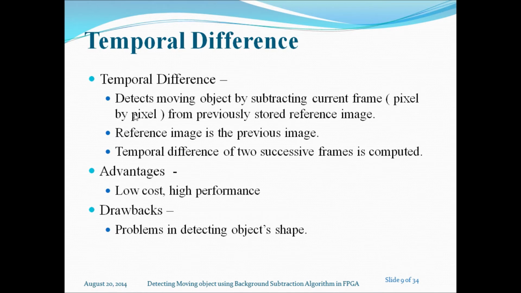In temporal difference, instead of subtracting the current frame from the reference image, the current frame is subtracted from the previous frame. Here the reference image is the previous image. Temporal difference of two successive frames is computed. So for frame 3, frame 2 is the reference image. For frame 4, frame 3 is the reference image, and so on. The advantage of the algorithm is that it is low cost and results in high performance. The drawback of the algorithm is that posterior recognition is difficult, hence identifying the object's shape is difficult.